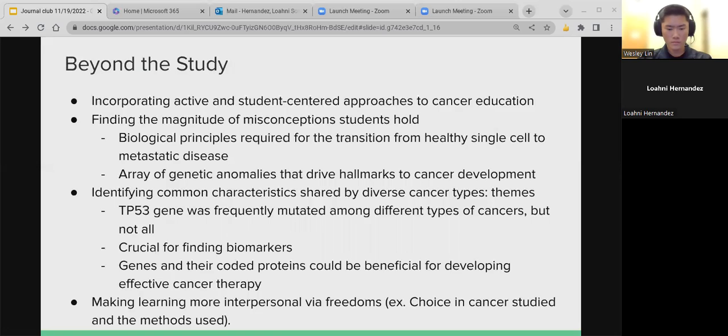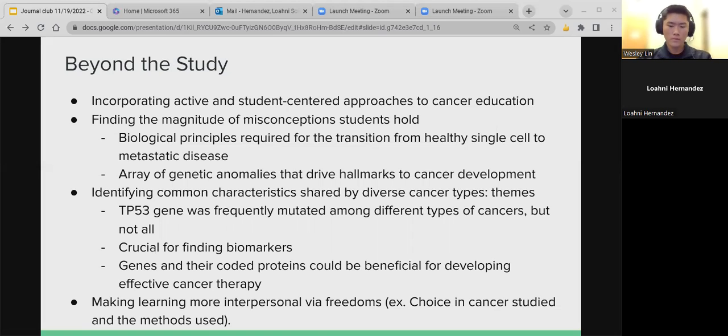So going beyond the study, there are several factors we can talk about. How can we engage these results in improving the education of cancer hallmarks? We can incorporate active and student-centered approaches to cancer education. And we can also focus on finding the magnitude of misconceptions students hold. There are some biological principles required for the transition from a healthy single cell to metastatic disease that were not correctly identified. And we can correctly identify those misconceptions and focus on those throughout our education.